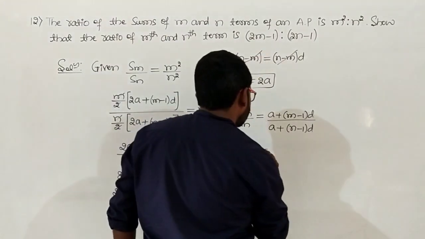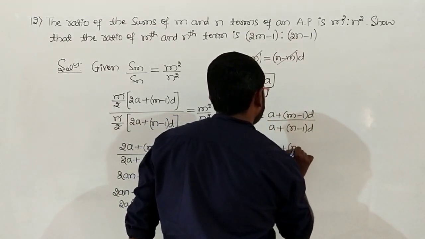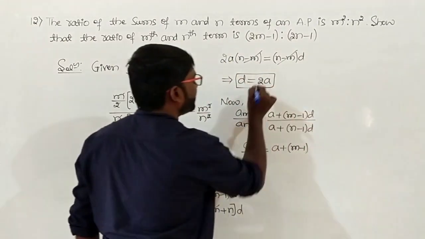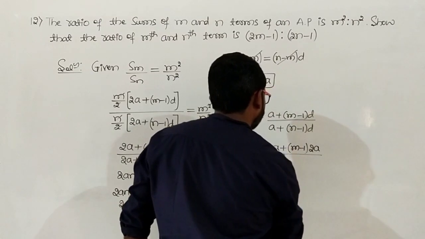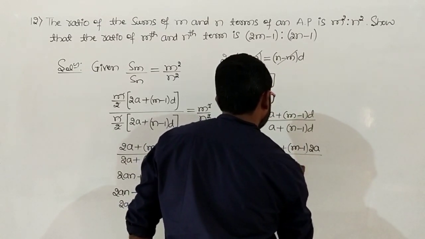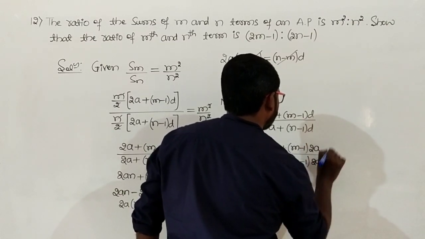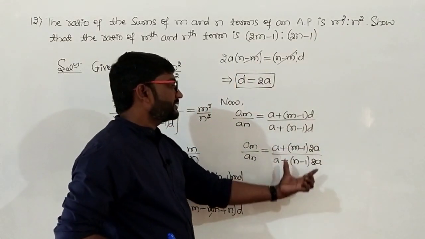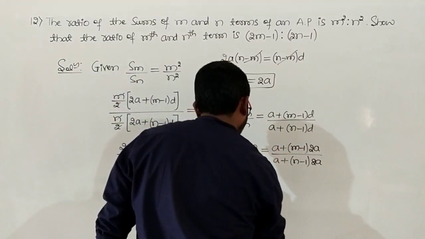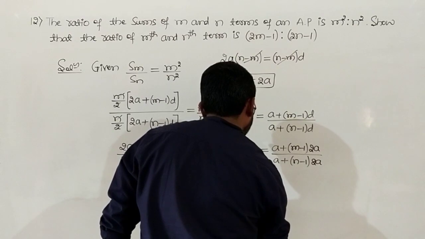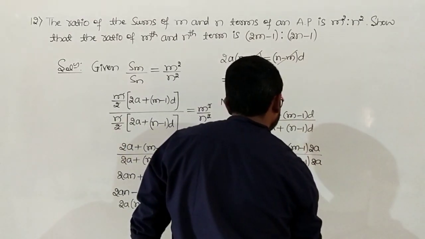So now substitute the value of d here. a plus m minus 1 into d. d ಅಂದರೆ ಏನಂದ್ರಿ? 2a divided by, then a plus n minus 1 into d. d it is 2a. Now in the numerator as well as in the denominator we have a common. ಇವೆರಡು ಟರ್ಮ್ a common ಅದರಿ. So now am by an, which is equals to, I will be taking a common, write the remaining term.